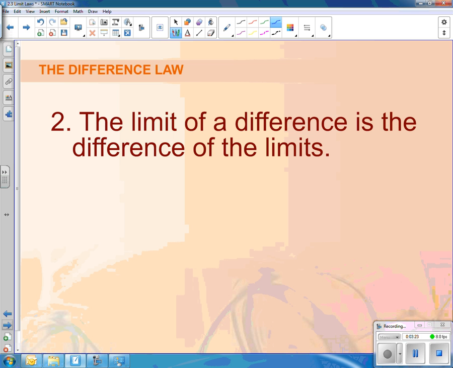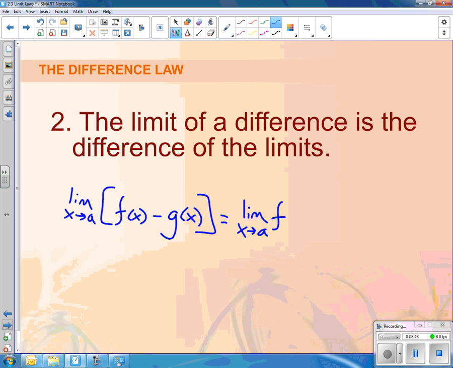This is the limit of a difference is the difference of the limits. So it's very similar to the first law, only now we're talking about subtraction. So we have the limit as x approaches a, and again I'm putting the brackets, of f of x minus g of x. So the difference between two functions, we can rewrite this as the limit as x approaches a of f of x minus the limit as x approaches a of g of x. Okay, so again, very similar to our last limit law, except now that we're focused on subtraction, we have to pay attention to the sign.